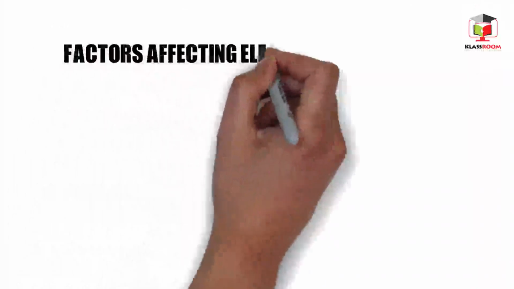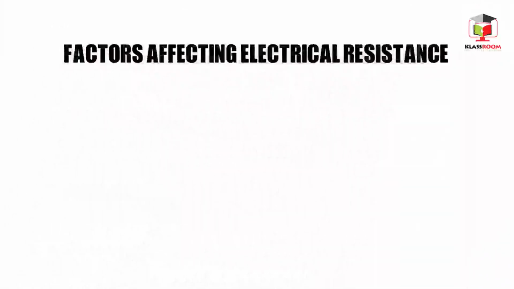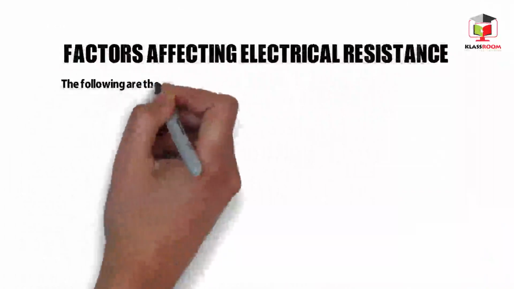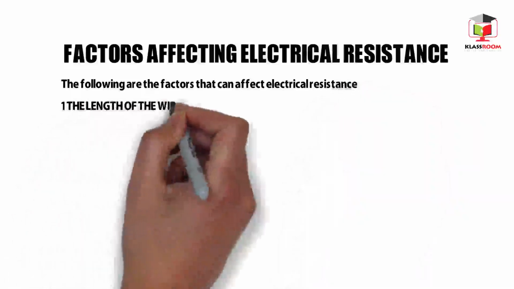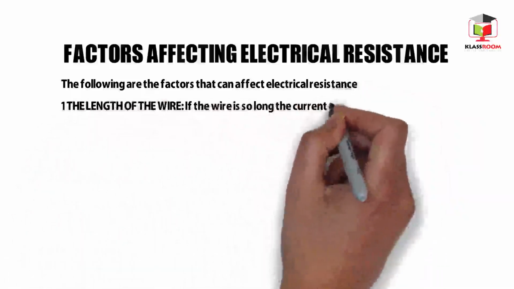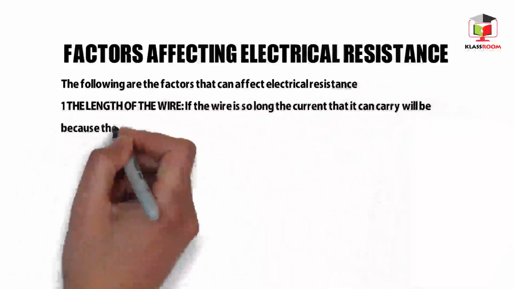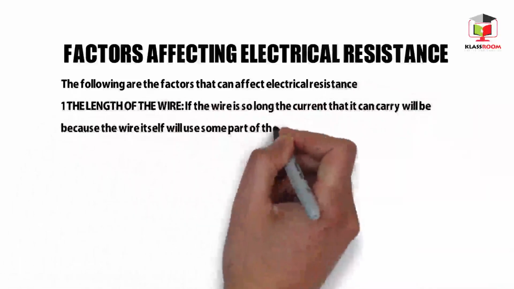Factors affecting electrical resistance. The following are the factors that can affect electrical resistance. 1. The length of the wire. If a wire is so long, the current that it can carry will be small because the wire itself will use some part of the current.